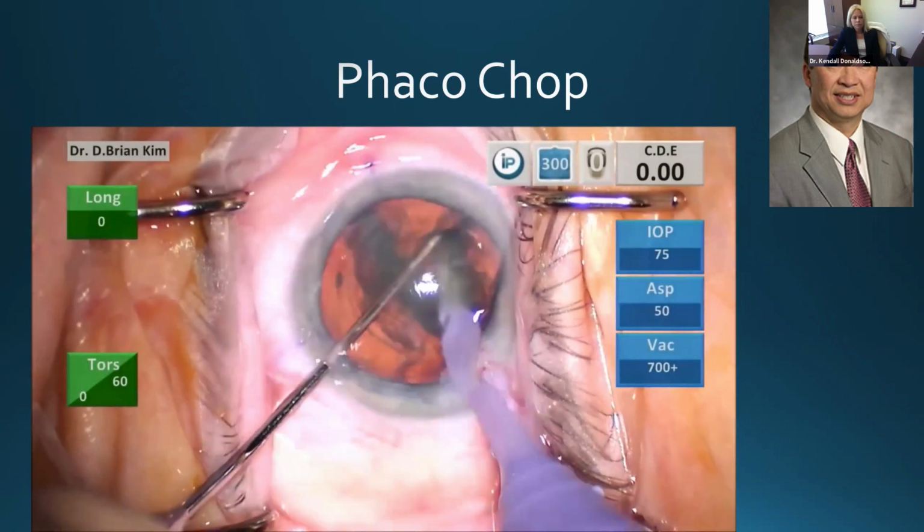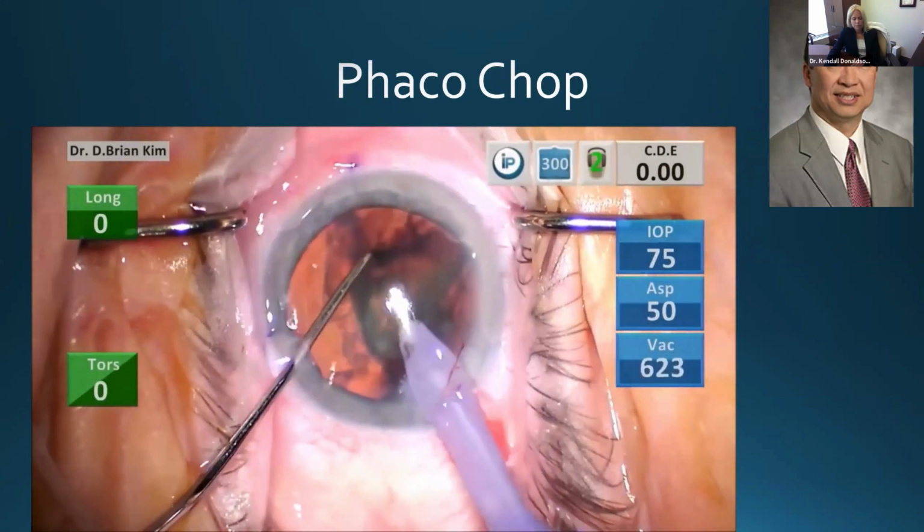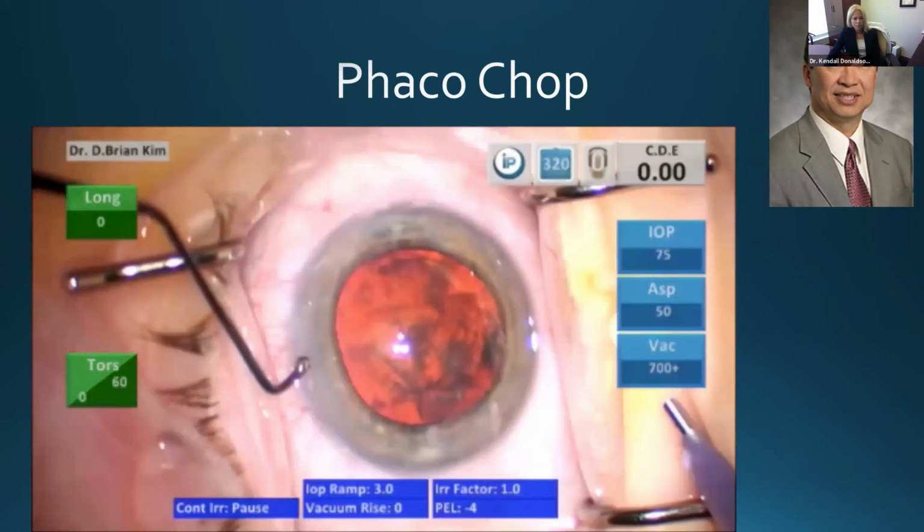The cross chop, the same maneuver of pronating and supinating the wrist, and then bringing the chopper into the middle and fracturing. This is another. Just to comment, only because there was a question written in about the settings on the phaco machine for chopping.